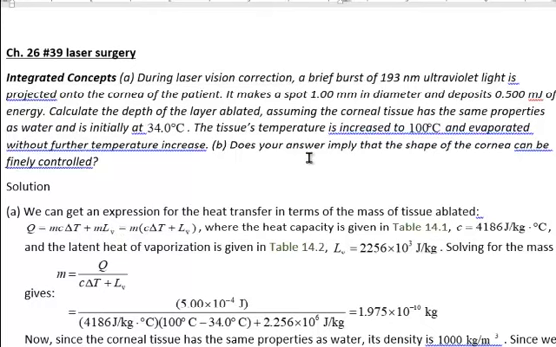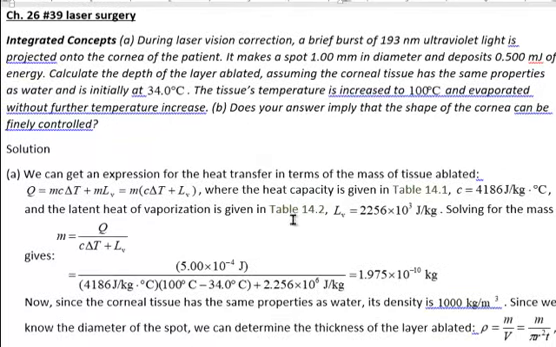Okay, so they want to know a brief burst, and so on and so on. Calculate the depth of the layer ablated, assuming, and so on. And so in order to do that, first they're figuring out what is the mass of the cornea that is actually evaporated. They come up with a very small number. And again, I can show you this one here in just a moment.